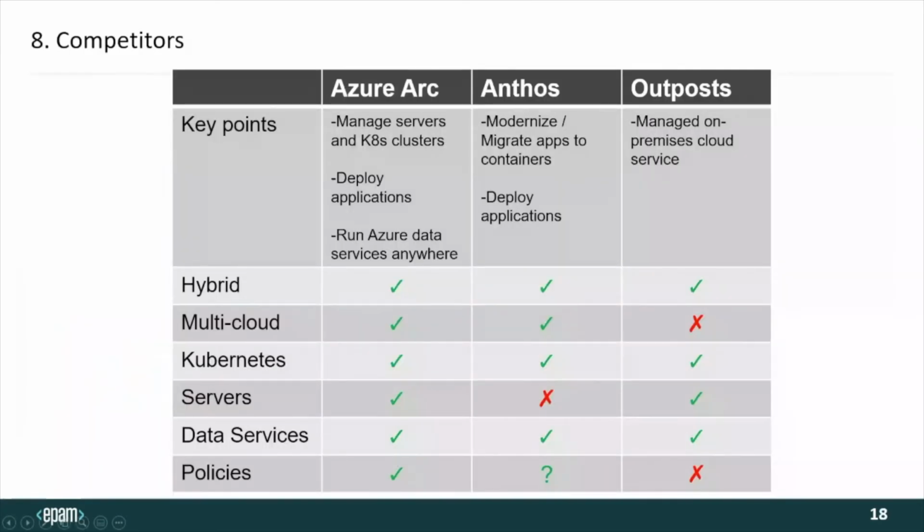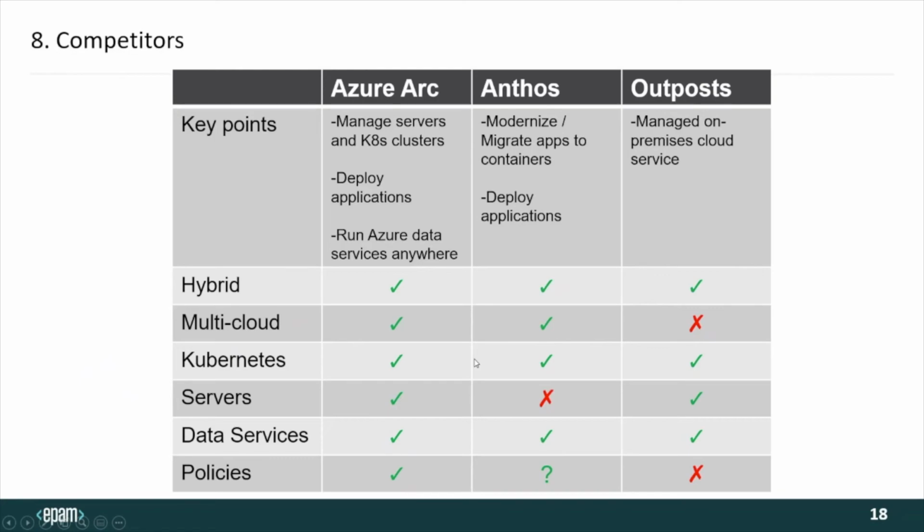I added this competitors slide. Same as Microsoft, Google and Amazon have their own solutions. This table provides an overview. Anthos is oriented more to modernization and containerizing applications, and AWS Outposts is focused on managing on-premises. Azure Arc is the only one that supports data services and policies, because in Anthos, I know that you can apply IAM policies, but I am not sure if you can apply, for example, configuration policies or something that manipulates your foreign resources.